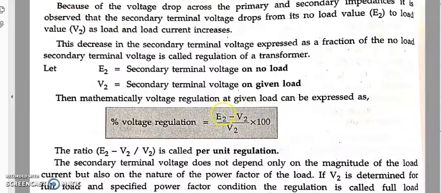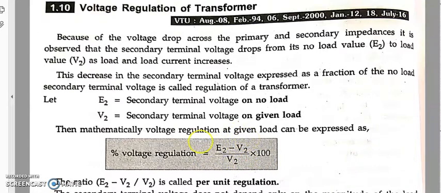Only for ideal case we are saying voltage regulation is zero. You may get a question in the competitive exam as well. What is the best voltage regulation for a practical transformer or for any ideal transformer? They'll be giving options like 0, 50, 60, 80, 100. You will be getting options.